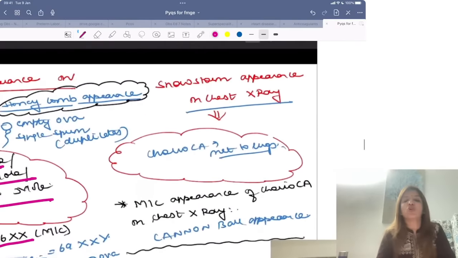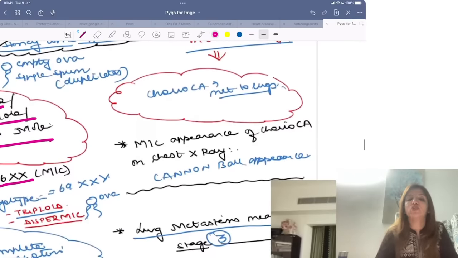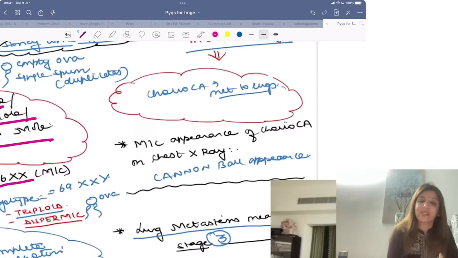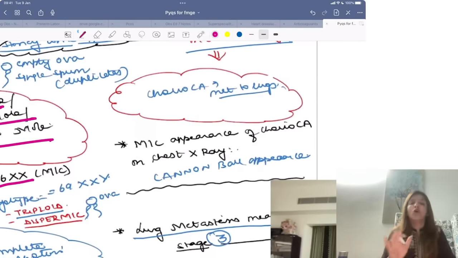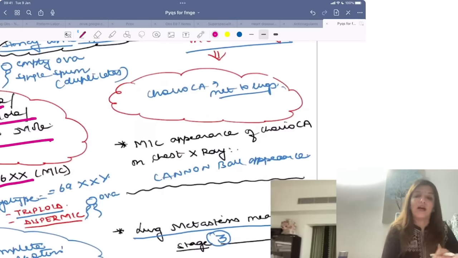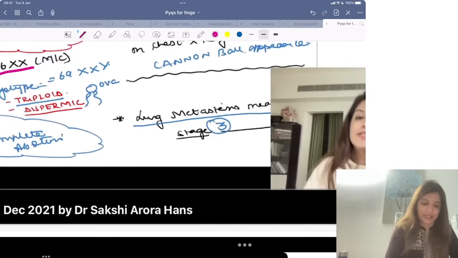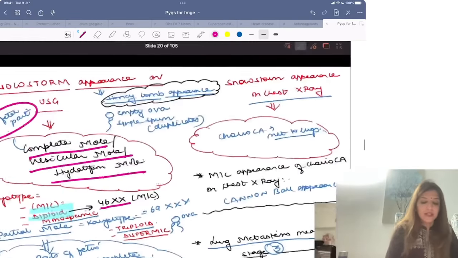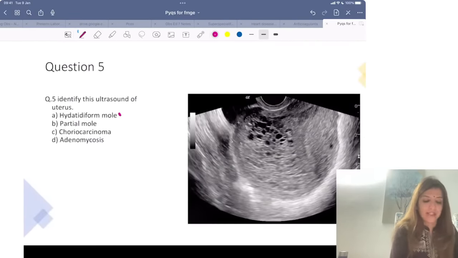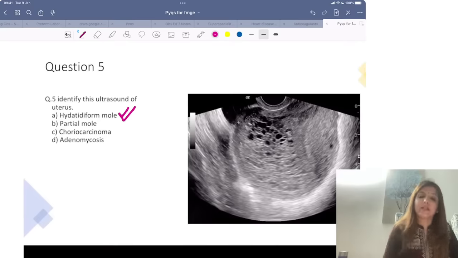If you are getting a snowstorm appearance on chest x-ray, that means it is a choriocarcinoma which has metastasized to the lungs. If they ask you the most common appearance of a choriocarcinoma on chest x-ray, then that is not snowstorm appearance. Most common appearance is cannonball appearance. In which stage of choriocarcinoma do you get lung metastasis? In stage 3, you get lung metastasis. Clear to all of you? So this is a case of hydatidiform mole. Hydatidiform mole means complete mole or vesicular mole. Right?